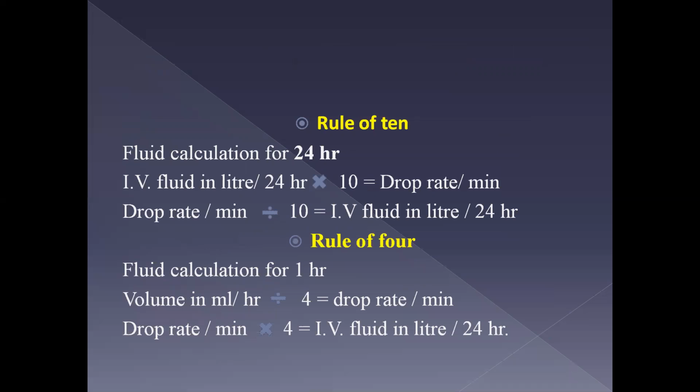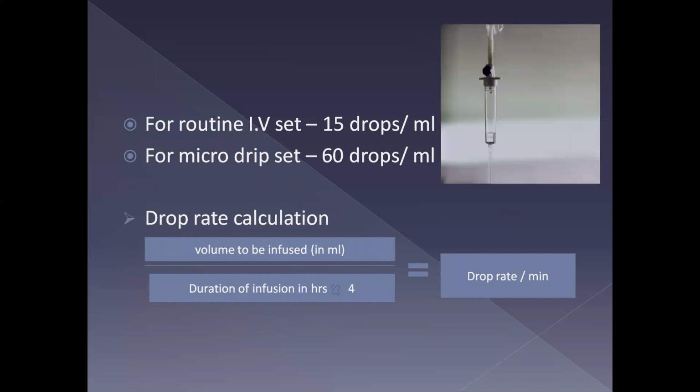And in the rule of 4, the fluid calculation is for 1 hour: volume in ml per hour divided by 4 gives the drop rate per minute, and drop rate per minute multiplied by 4 gives IV fluid in liters per 24 hours. This is for the rule of 4. For a routine IV set, 15 drops per ml, and for a micro drip set, 60 drops per ml. Drop rate calculation: volume to be infused in ml divided by duration of infusion in hours, multiplied by 4, gives the drop rate per minute.